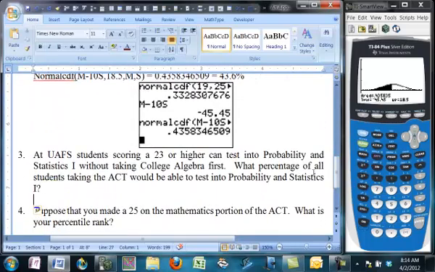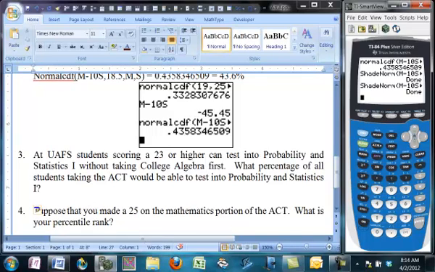UAFS students scoring a 23 or higher can test into Probability and Statistics 1 without taking college algebra first. What percentage of all students taking the ACT would be able to test into ProbStat 1? Well, while I've got it here, I'm going to go ahead and clear my drawing.